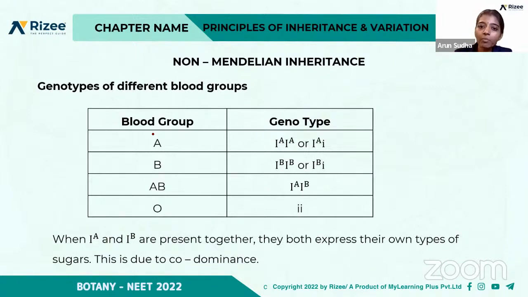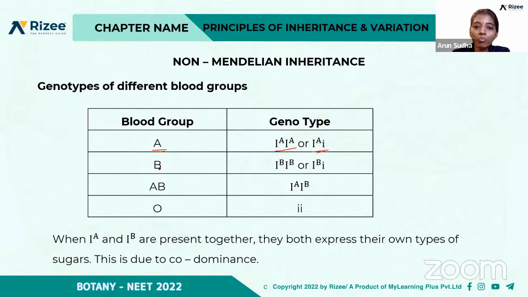So people with blood group A have the genotype either IA and IA, that is, one IA from one parent and the other IA from the other parent, or they may have IA and i, that is, i from one parent and IA from the other parent. If IA and i are present, A is dominant, so they will have the A antigen, and their blood group will be A.